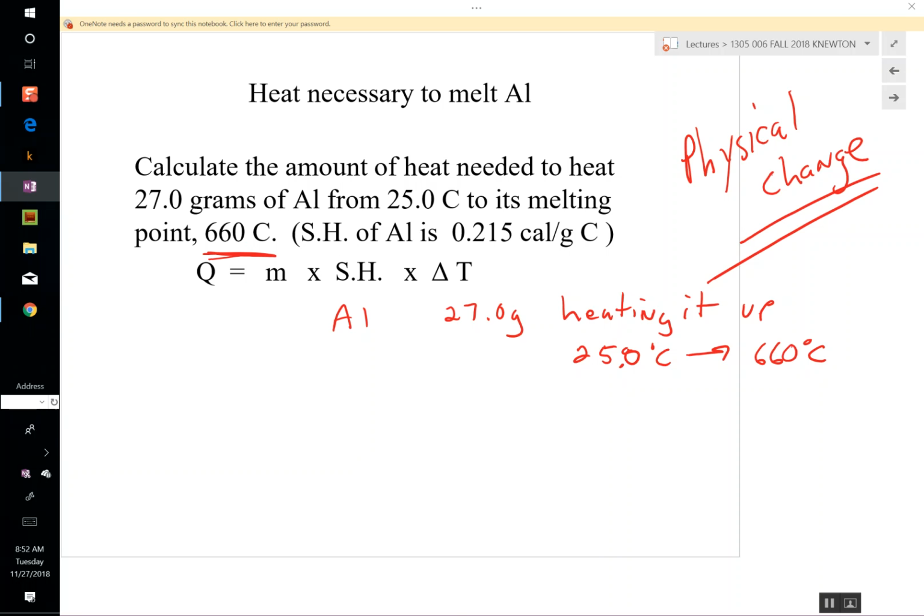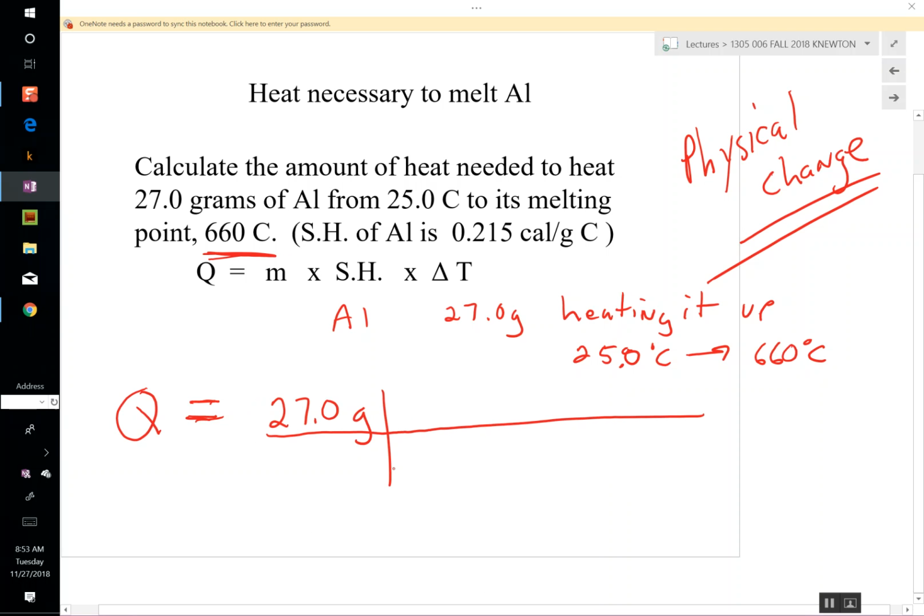All right, so the Q. How much heat is it going to take from the surroundings, whether it's a Bunsen burner or a hot plate or whatever you're using, to melt the aluminum? It's simply the mass of the material you're heating, times the specific heat of the aluminum.